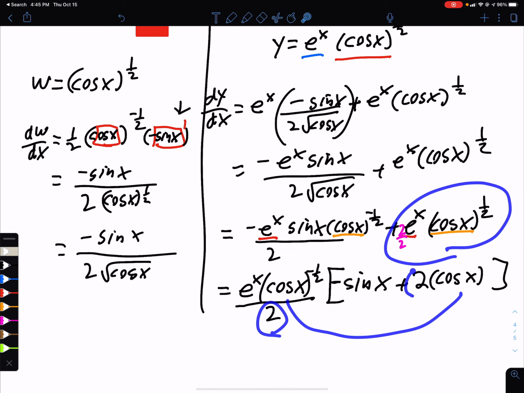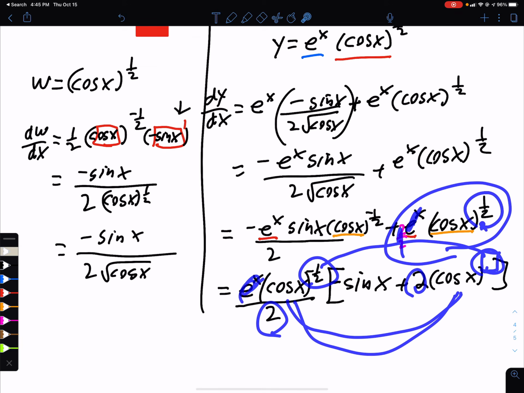Well, the 2 over 2 is taken care of. The e to the x is taken care of. So this times this must equal that. What exponent goes there? Now think about this. If you add two exponents with the same base, you add the exponents. So this one plus this one must equal that one.